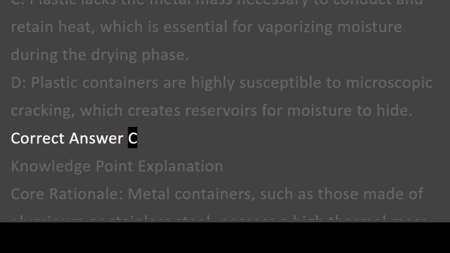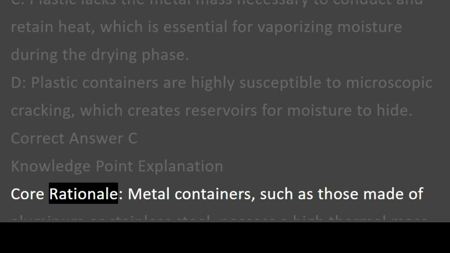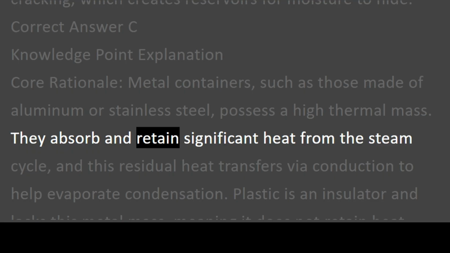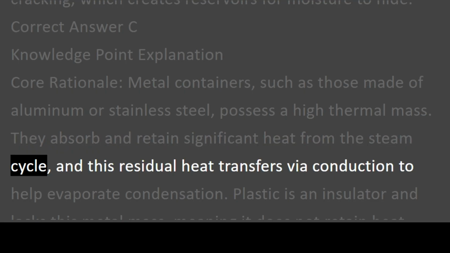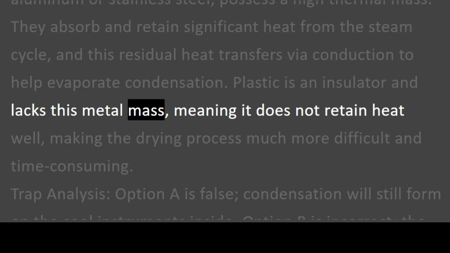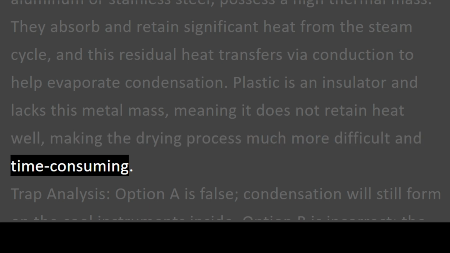Correct answer C. Knowledge point explanation. Core rationale: metal containers, such as those made of aluminum or stainless steel, possess a high thermal mass. They absorb and retain significant heat from the steam cycle, and this residual heat transfers via conduction to help evaporate condensation. Plastic is an insulator and lacks this metal mass, meaning it does not retain heat well, making the drying process much more difficult and time-consuming.